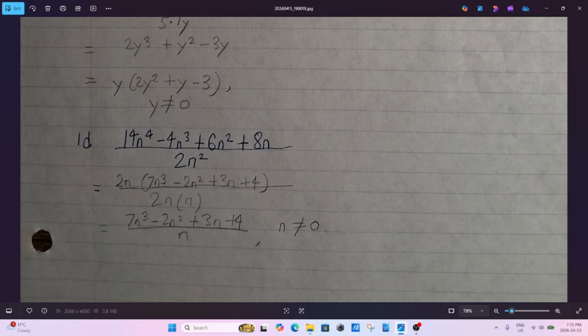1d: 14n to the 4 minus 4n to the 3 plus 6n to the 2 plus 8n divided by 2n squared. So we factor the 2n from the top and the 2n from the bottom. And then we say n cannot be 0.